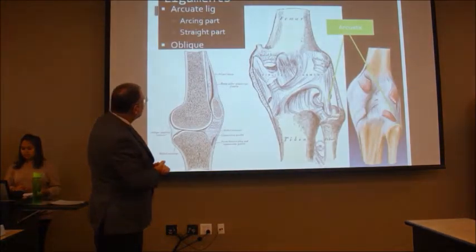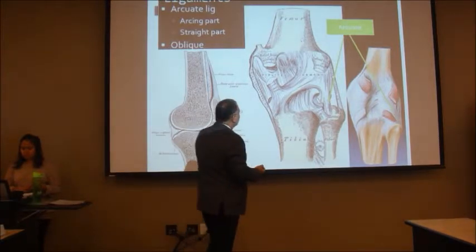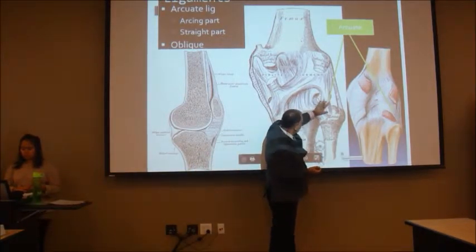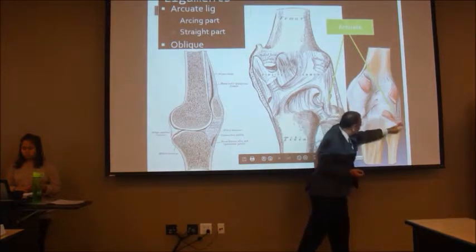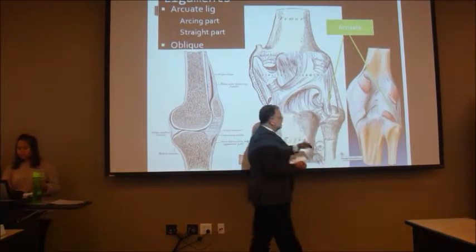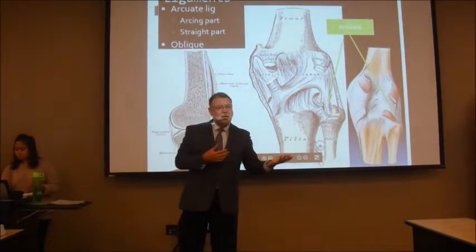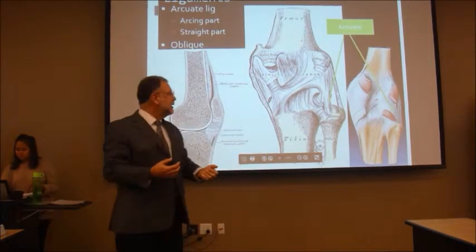Let's follow the next one. The arcuate ligament is a very strong fibrous band that is going to be part of the posterior lateral aspect of the knee.